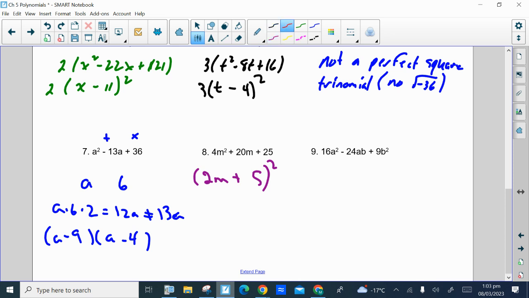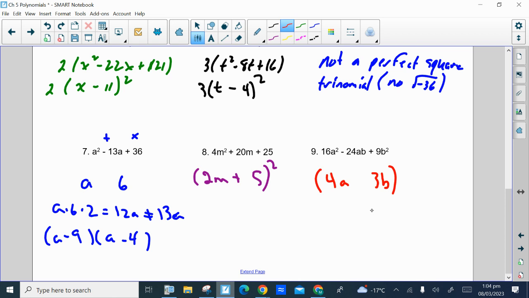And you'd have to do it that way because, remember, you've got that number in front of the m squared that cannot be taken out as a common factor. Same thing with number 9. Those are some big numbers to deal with. However, you recognize that the first and last terms are perfect squares. The square root of 16a squared is 4a. The square root of 9b squared is 3b.